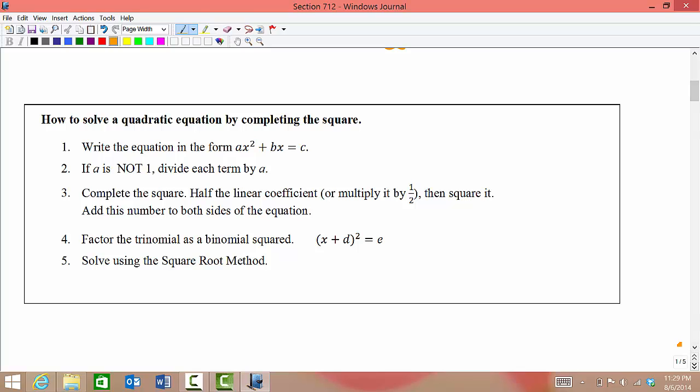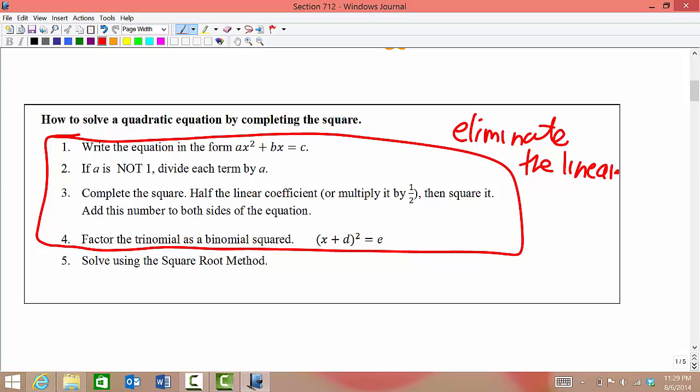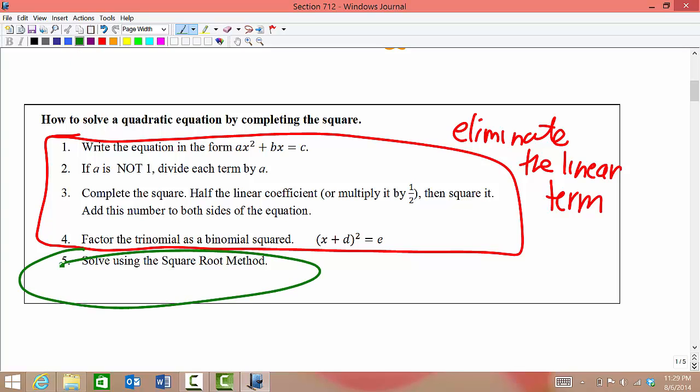Here are 5 steps for solving using completing the square. The first 4 steps are steps that will work to eliminate the linear term. Once the linear term is gone, then we can actually solve using the square root method.